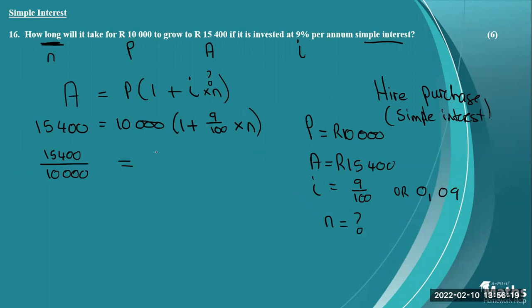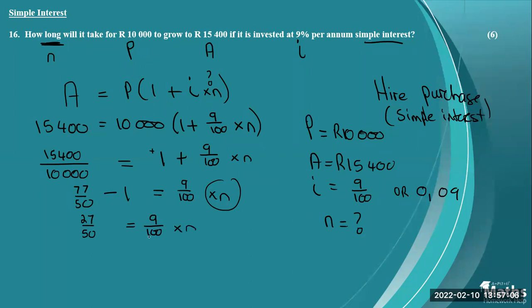Now, if I divide with the 10,000, this bracket is going to remain, but I'm going to just throw away the bracket. 1 plus 9 over 100 times n will remain. So this answer, if I pop it into the calculator, is going to give me 77 over 50. Now the plus 1 here, I'm just going to keep this amount on my calculator, and I'm going to say minus 1, because we must figure out n. So just type in -1. That gives me now 27 over 50. It's equal to 9 over 100 times n.